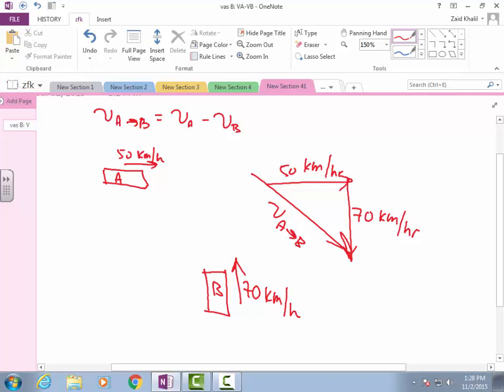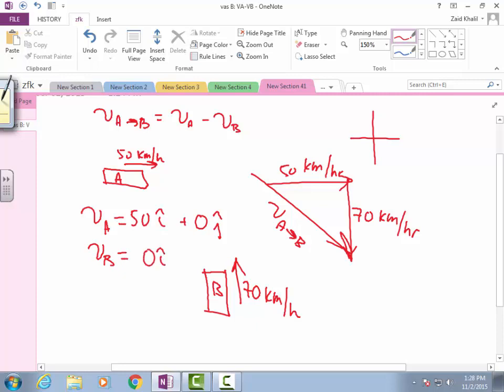Well, let's see. VA, so we draw our coordinate system. Okay? VA is equal to what in our coordinate system? 50 I hat plus 0 j hat. VB is 0 I hat plus 70 j hat. So then let's see if this definition holds water.